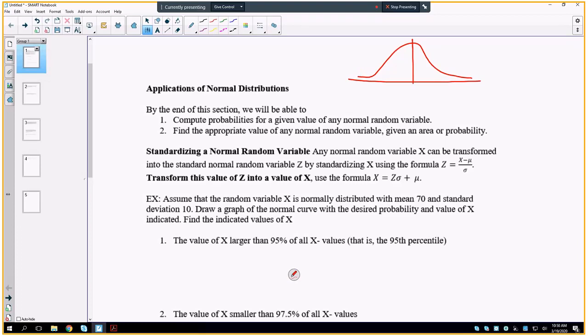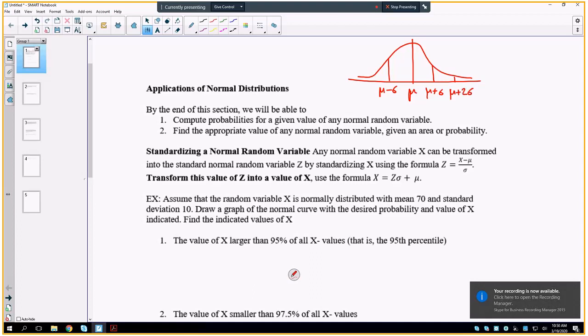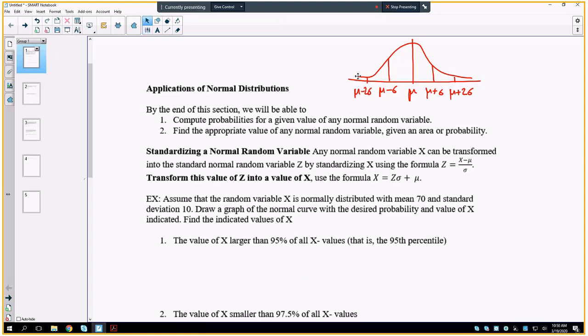And here's our mean mu. And we found out that a certain percentage of our curve is going to occur within 1 standard deviation of our mean. So to the left, subtract 1 standard deviation. To the right, add 1. Over here, 2 standard deviations away, and so on. So we're going to expand upon that idea a little bit.